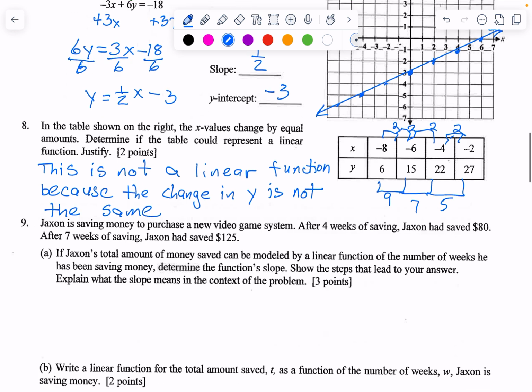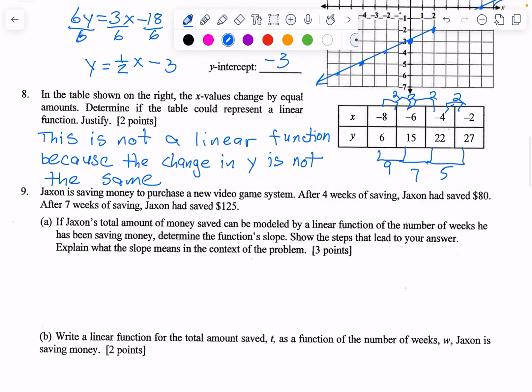All right, and the last one. Jax is saving money to purchase a new video game. After 4 weeks, he has saved $80. So we have a point there, 4 weeks and $80. And it tells us that in 7 weeks, he saved $125. Right? So it says Jax's total money saved can be modeled by a linear function of the number of weeks he has been saving money.